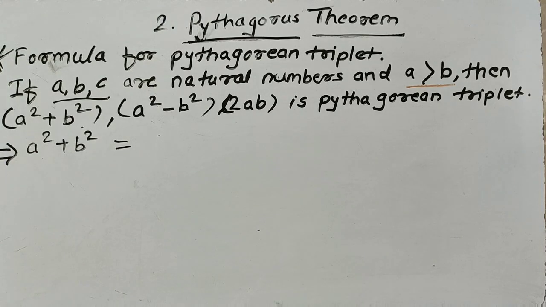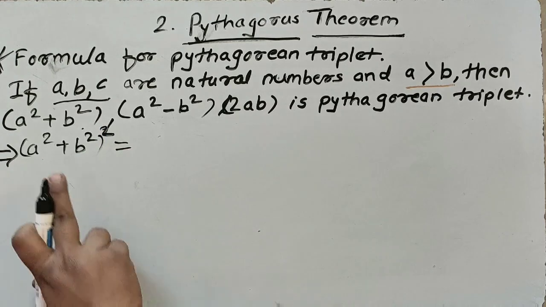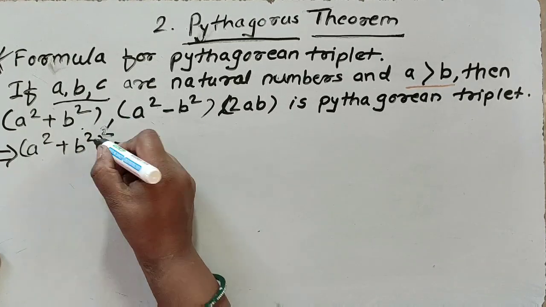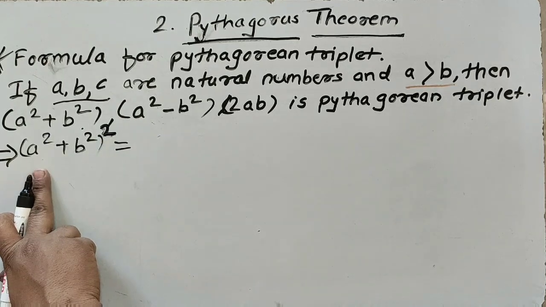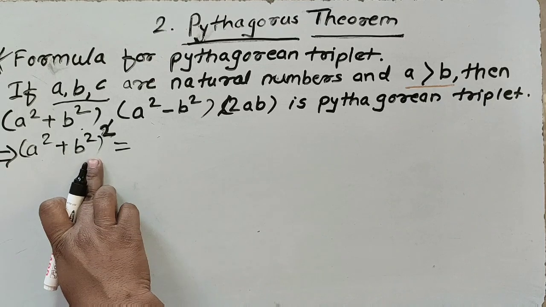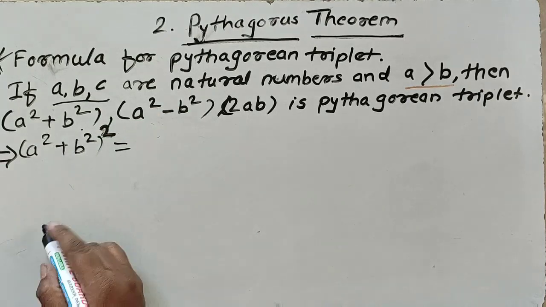Okay, so what is the factorization of a square plus b square? As we know, (a square plus b square) whole square. Why are we taking its square? Because a and b are natural numbers, a is greater than b, and we have taken its square.